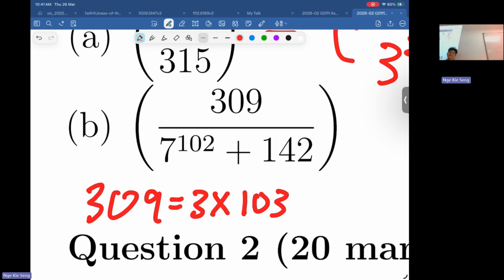Is it easy to reduce? I think there's a reason why they write like this. There should be a reason why they write like this. Even if we use quadratic reciprocity, is it easy to reduce the big number here? What do you mean?